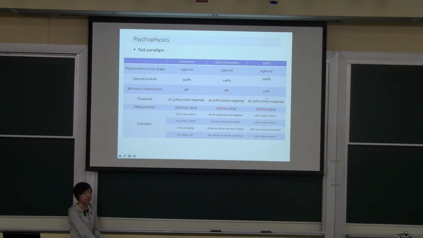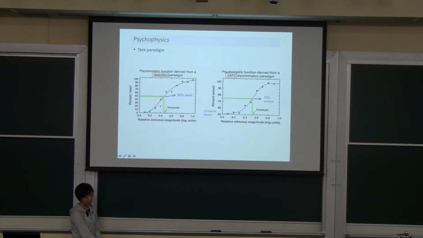Depending on what question you're asking in the task, you should see different chance levels. This is a figure that Dr. Wang showed in the lecture. Detection task, very simple, from 0 to 100%, and you take the 50% as threshold. This shows a 2AFC, where you have to choose one that is stronger or weaker. Then the percent correct goes from 50% to 100%, and the threshold should be 75% correct. Cool.